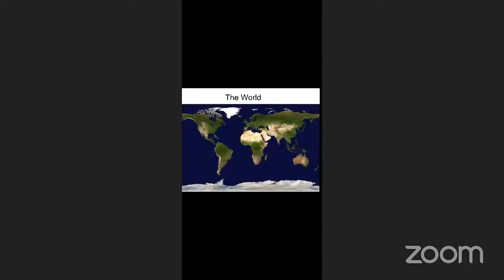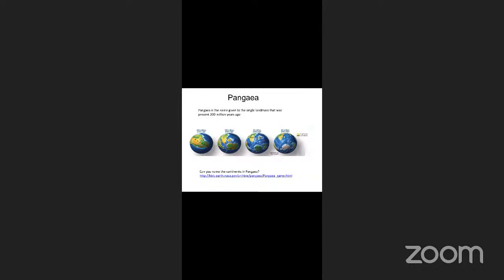Now we will look into continental drift. So what does the continental drift theory mean? Alfred Wegener first gave the theory of continental drift. He said there was a single landmass which is called Pangea. According to this theory, the continents were once a single landmass. It broke apart into different continents and moved to the present locations. Pangea is the name given to this single landmass, which was present 200 million years ago.